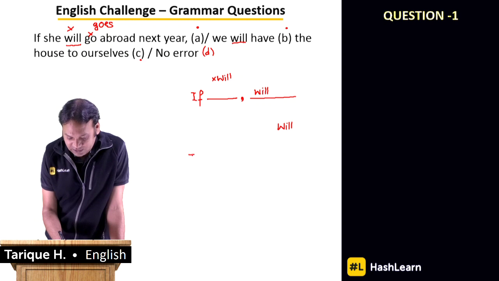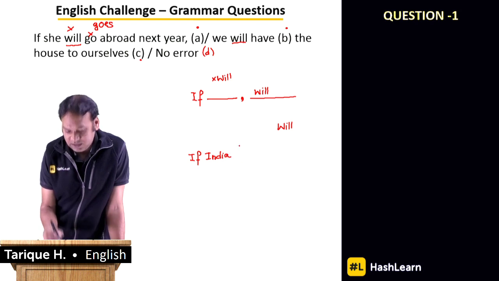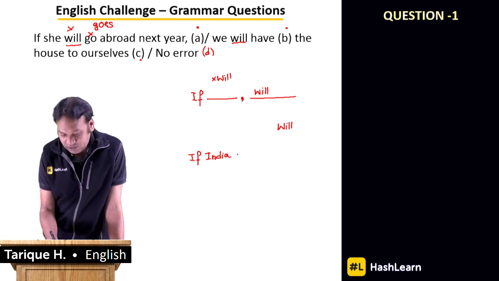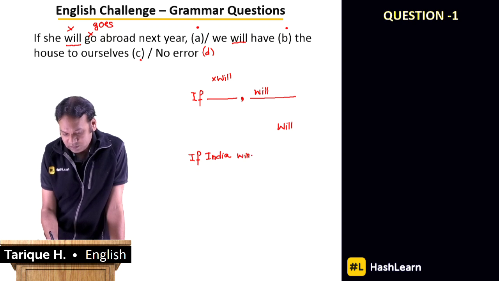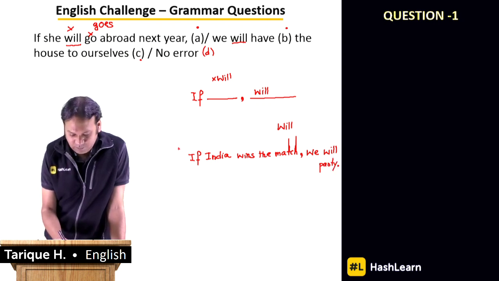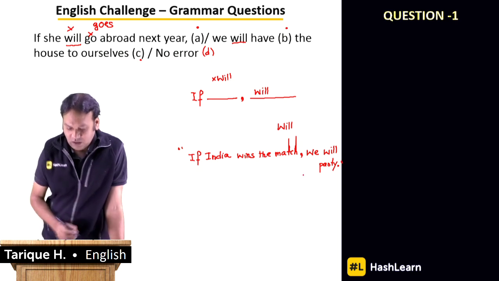For example, we can say, if India wins the match. Look at the first part of the sentence. It is in simple present tense. If India wins the match, now this is the first part of the sentence, the if clause. Then we say we will party. So will goes in the second part of the sentence, not in the first part. Please note this example also. If India wins the match, we will party.